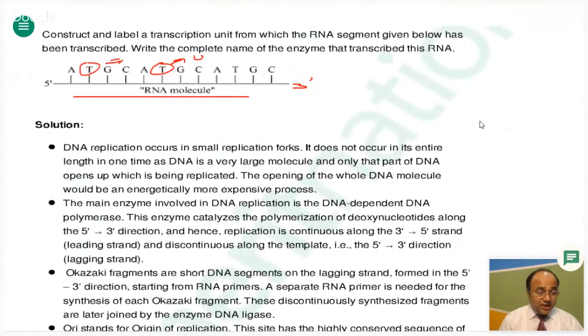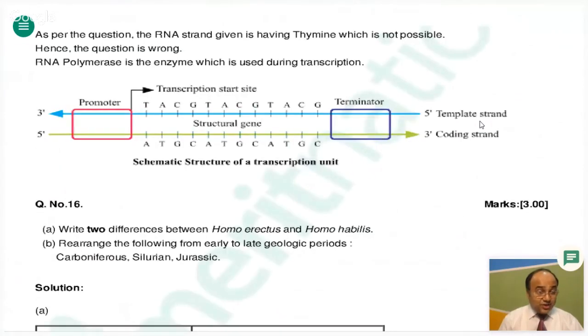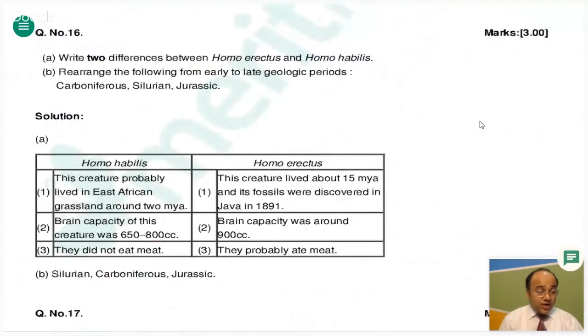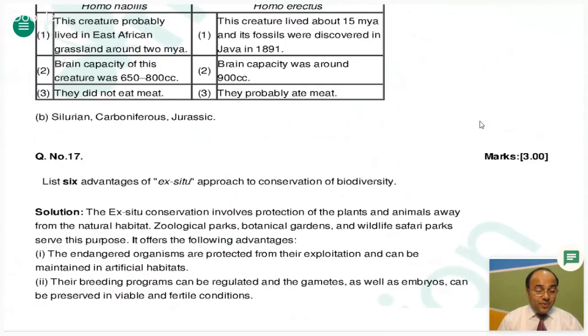Okay, this question number 15 we have already discussed. Where is the ambiguity over here, right? And these questions, you can see they are pretty lengthy. They also require diagrams, so that might have taken a lot of your time and effort. And then we have another interesting thing over here. Rearrange the following from the late geological periods: the Carboniferous, Silurian, and the Jurassic, right? So first we have the Silurian, then we have the Carboniferous, and finally the Jurassic period, right? And we know periods are basically a sub part of an epoch, and epochs are a sub part of an era, right?